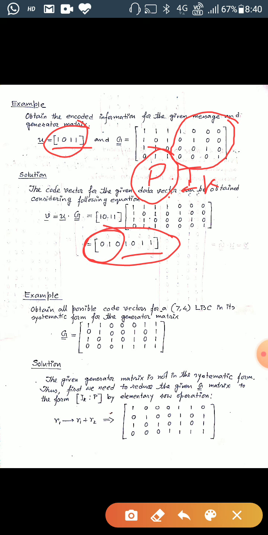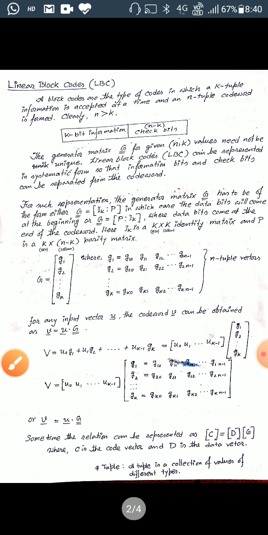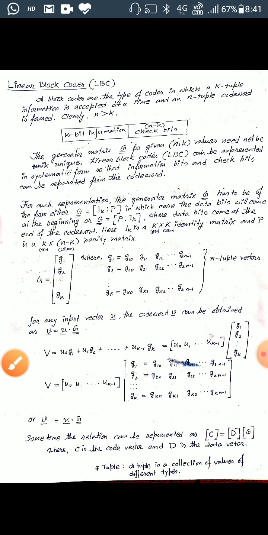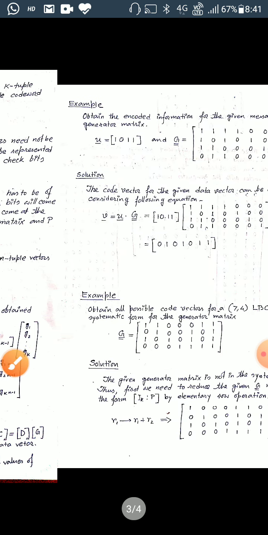Okay. So if the generator matrix is not in such a form, that is I of k P or P I of k, then you should convert or arrange it, which I already told you previously. You should arrange G in the form of I of k P, or in the form of G equal to P I of k, to get the systematic form.